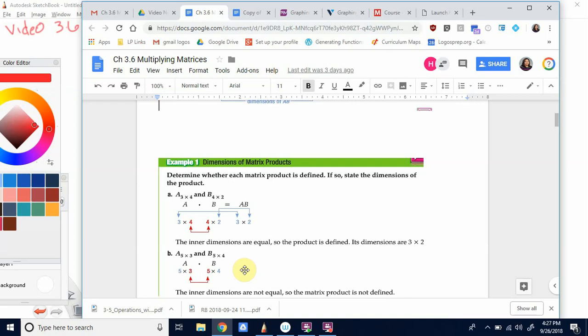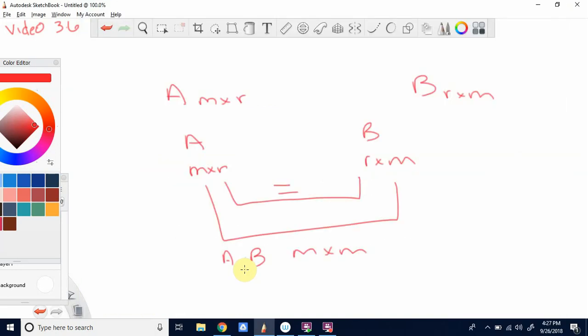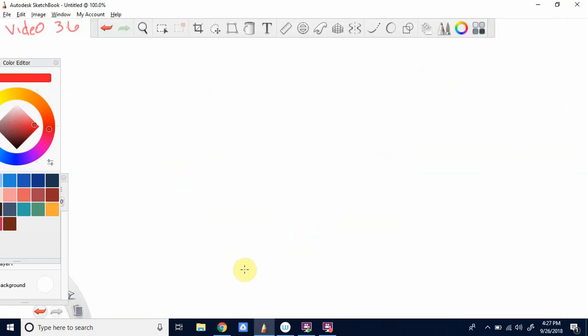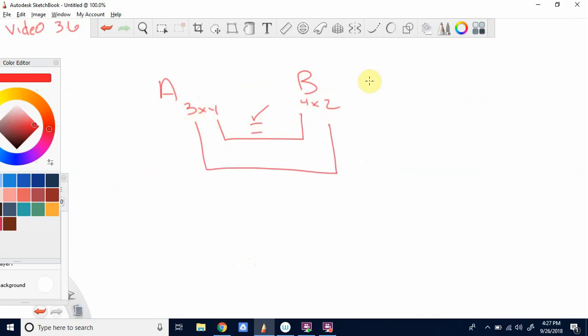Well, let's look at it. It has a 3 by 4 and a 4 by 2. We use defined for addition and subtraction too, but if we have an A that's a 3 by 4 and a B that's a 4 by 2, we look, are these equal? Yes, so it is defined, it can exist, it can be done, and our result is going to be a 3 by 2. So the product AB is going to result in a 3 by 2 matrix.